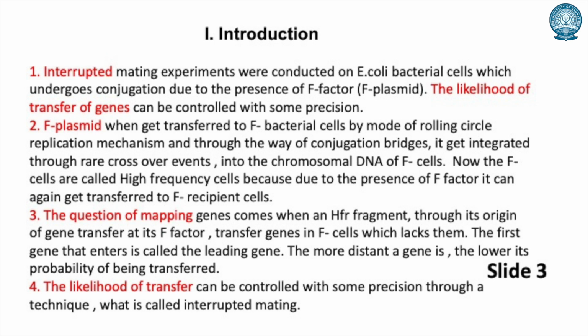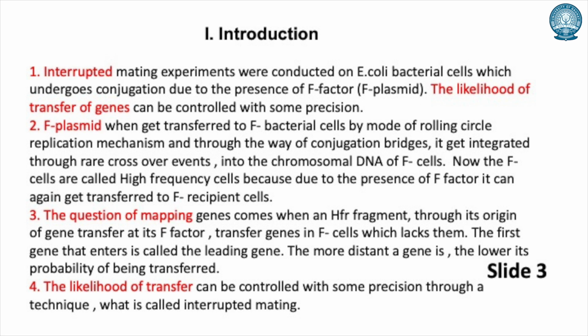When F plasmid gets transferred to F- bacterial cells by the rolling circle replication mechanism and through conjugation bridges, it gets integrated through rare crossover events into the chromosomal DNA of F- cells. Now these cells are called high frequency recombination cells because, due to the presence of F factor, it can again get transferred to F- recipient cells. The question of mapping genes comes when an Hfr fragment, through its origin of transfer at its F factor, transfers genes to F- cells which lack them.